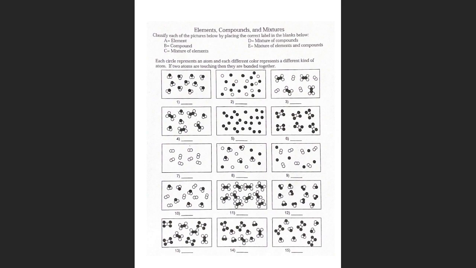Okay, we learned about what an element was, what a compound was, right? Element, the circles can be together or apart, but they have to be the same color. So we're told here, classify each of the pictures below by placing the correct label in the blanks below. A for elements, B for compound, C for mixture of elements. So if you have more than one element, you put the letter C. D for mixture of compounds.